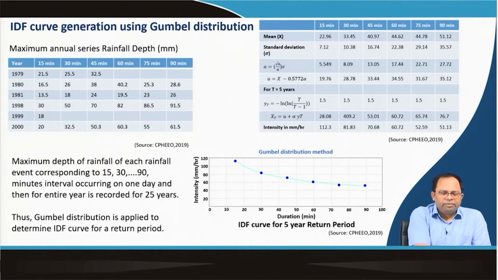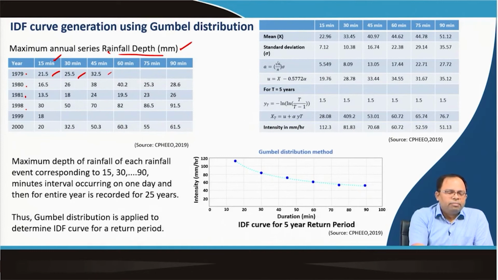Suppose we have rainfall data. So, maximum annual series rainfall depth data is available with us. This is rainfall depth in millimeters, for year 1979, 1980, 1981, 1988. For a duration of 15 minutes, the maximum value observed was 21.5. For 30 minutes, it was 25.5 millimeters. For 45 minutes, it is 32.5 millimeters. So, these are all in millimeters.